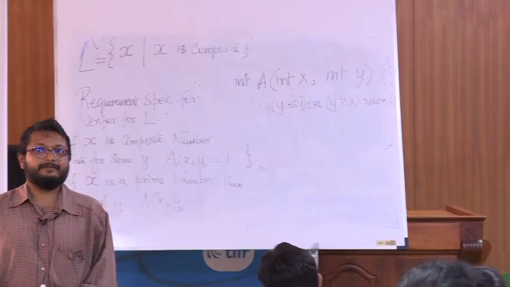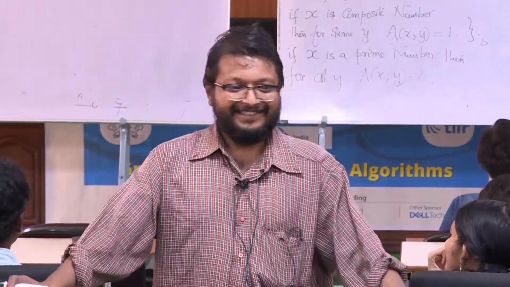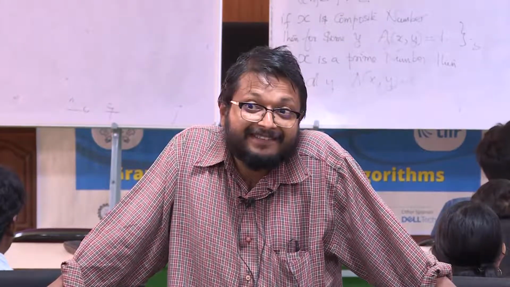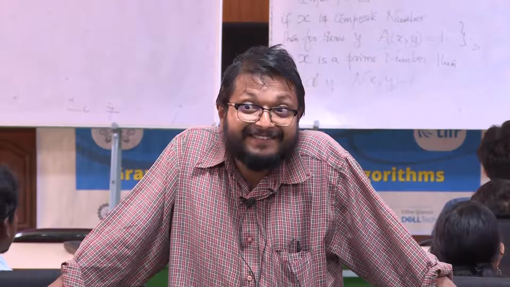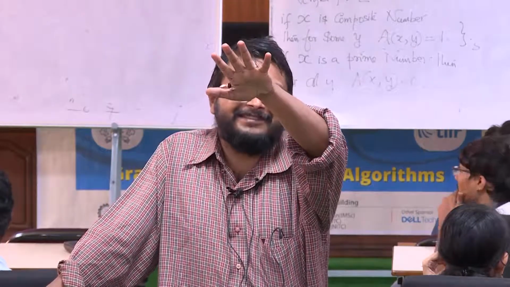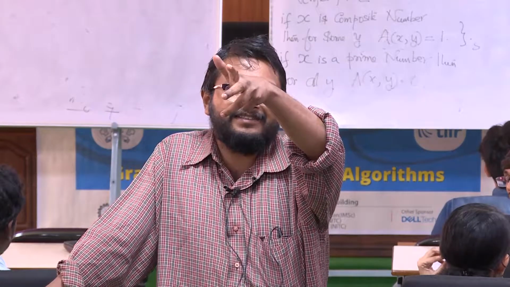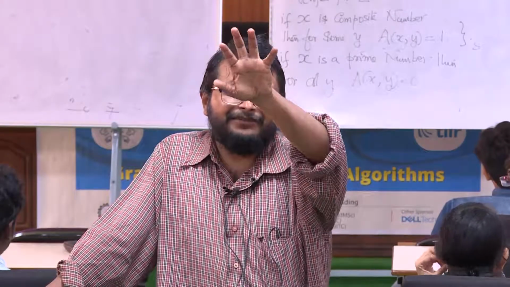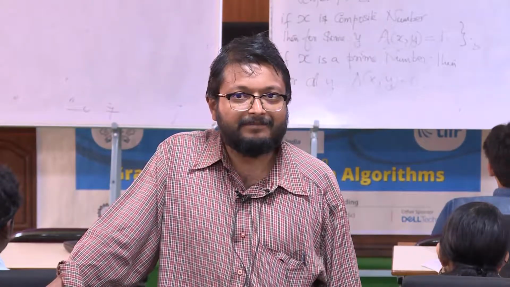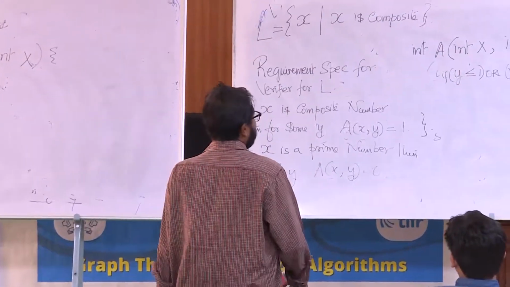What is y in this particular case? That's the question I want to ask. What is a certificate, a proof for compositeness? What should be a proof for compositeness of a number? So a factor is good enough, right? A factor of the number is good enough. One is not prime. In that case I can separately handle it.